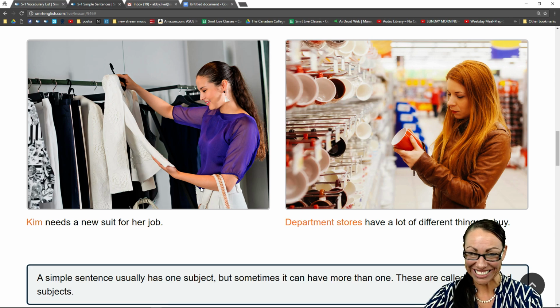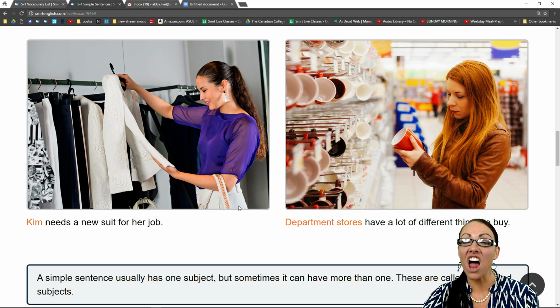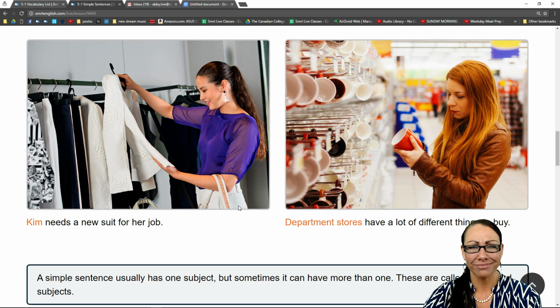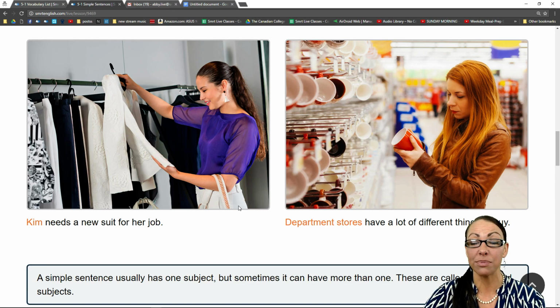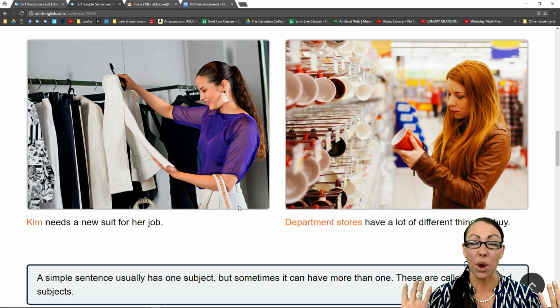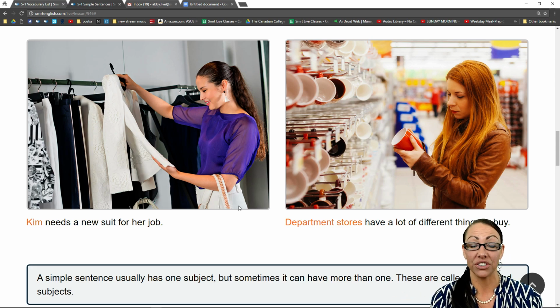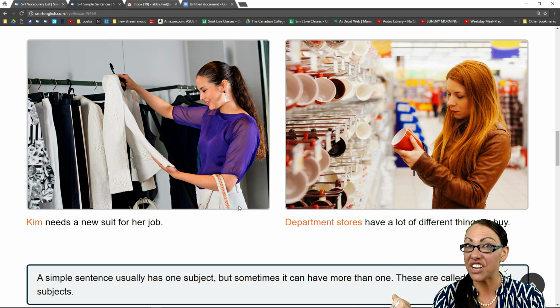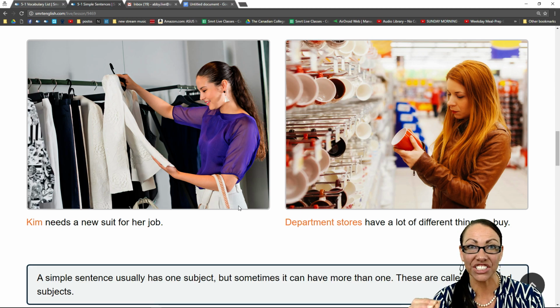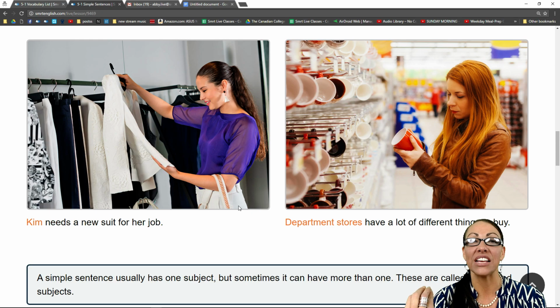Okay, good. Department stores have a lot of different things to buy. Exactly, that's the purpose of a department store. Department stores are large because there's different departments. There's different places in the store that you can buy different things. So with that, yes, that's why you go to a department store, because they have a lot of things to buy. You have a lot of different options in your shopping. So here, department store is our subject. That is the place that we are talking about.